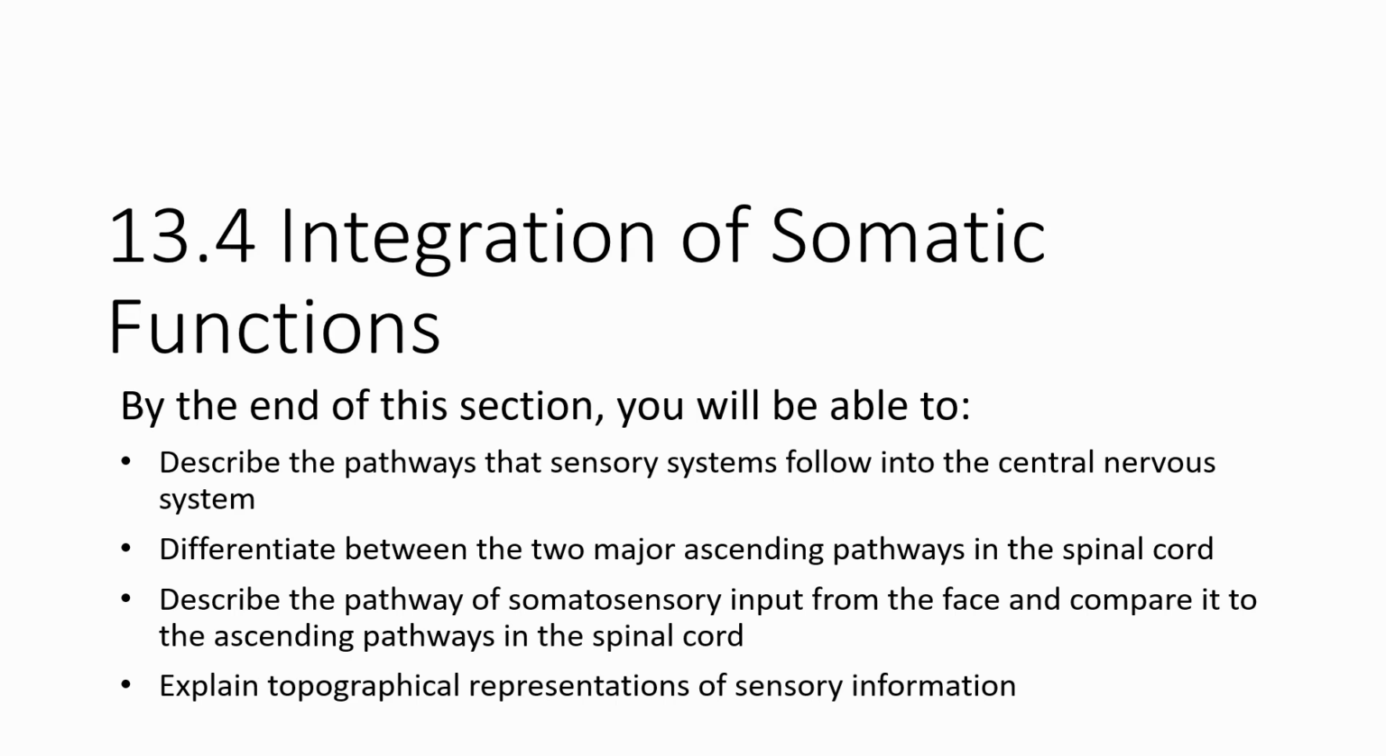We're halfway done with this chapter, but we're going to continue on with the integration of somatic functions. With this one, we're going to talk about how sensory systems can integrate themselves with the central nervous system. We'll talk about the two major ascending pathways in the spinal cord. We'll talk about the pathway of somatosensory input for the face and compare that to the ascending pathways we find in the spinal cord. And then we'll talk about the topographical representation of sensory information.